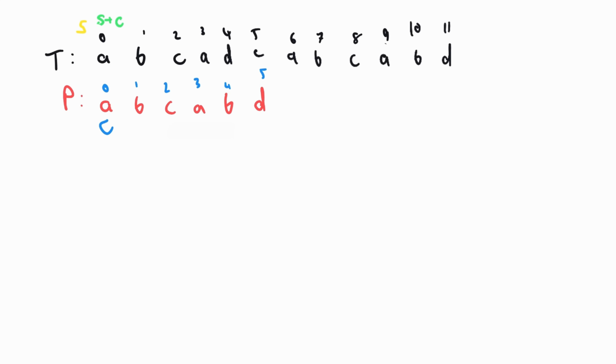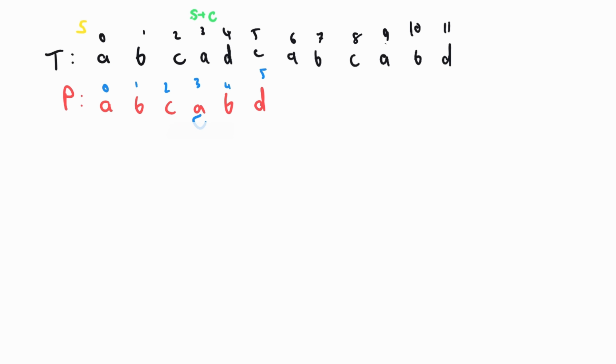If we now start moving C along, we'll match all the remaining characters and find the pattern. Great, not much change in this example, but now we'll tweak our target string slightly. Our target string is now ABC, AD, CAB, CABD. Same pattern as before though.